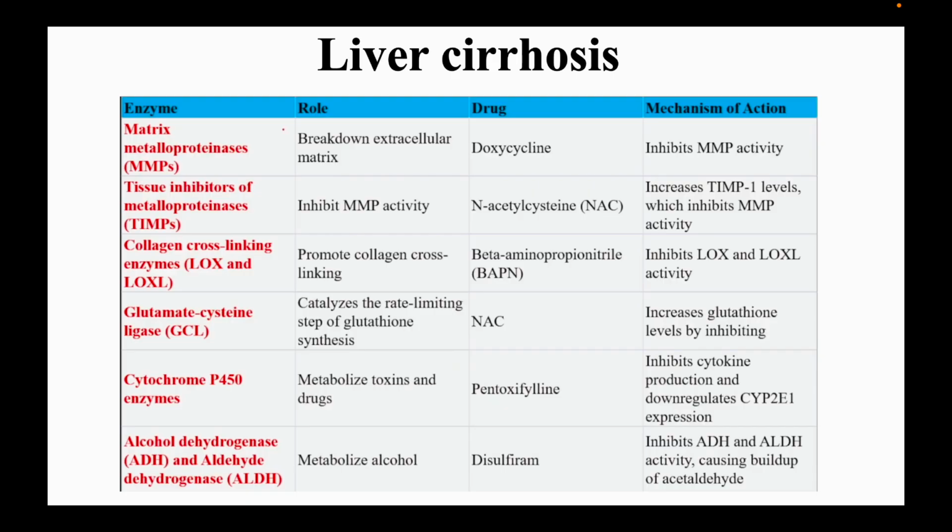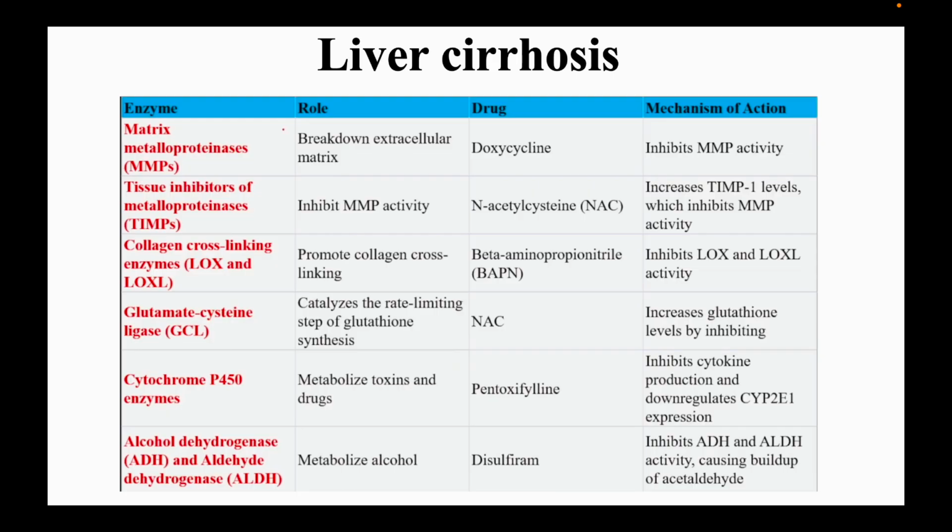Then we move on to liver cirrhosis. These are the different enzymes which are targeted. Matrix metalloproteases break down the extracellular matrix, and doxycycline is a drug which is widely used in research to target this enzyme and inhibit MMP activity.